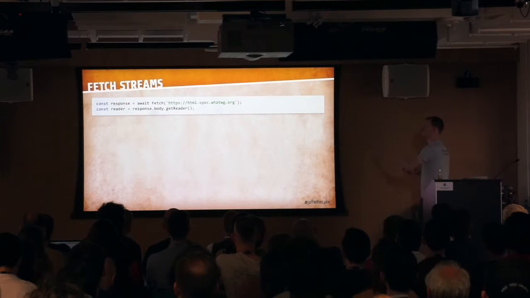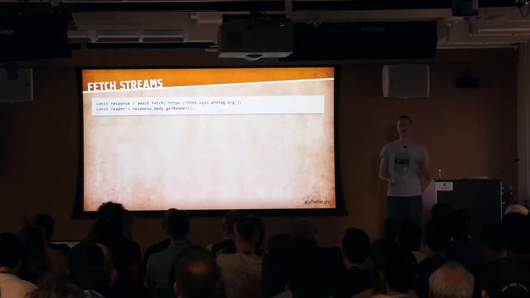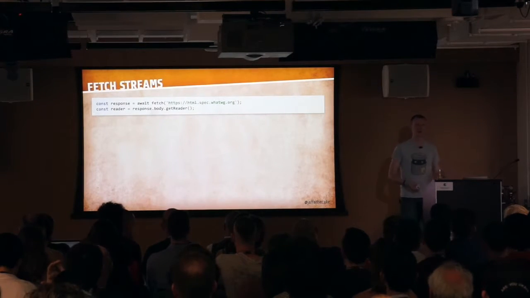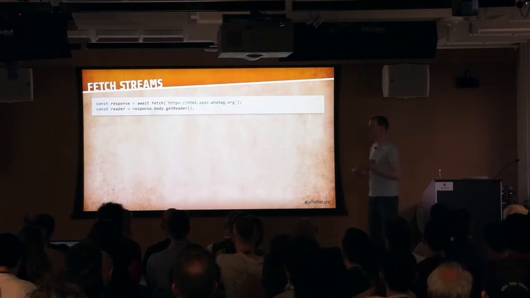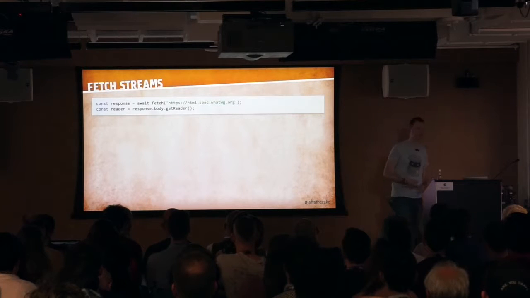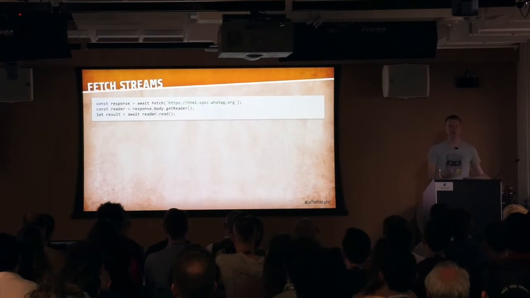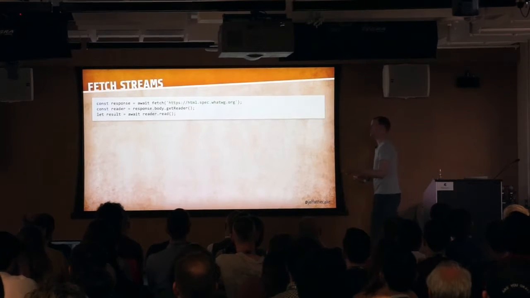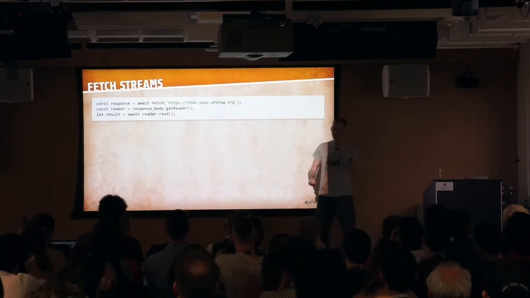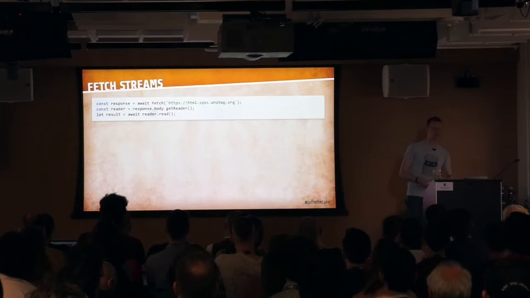First I call response.body.getReader, and that gives me a lock on the stream, because only one person can read the stream at any point. Once I've got a reader, nothing else can read it unless I release that reader. Then we can read some data using reader.read, and that returns a promise. I'm going to await that. I'm going to use the async function stuff a lot in my code because it produces nicer to read code.